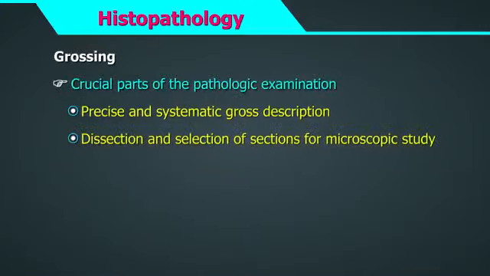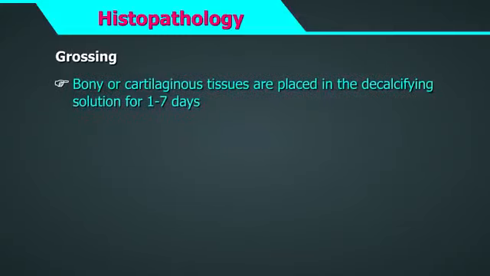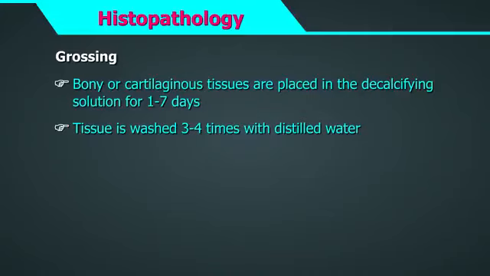Grossing. Precise and systematic gross description, dissection, and selection of sections for microscopic study are crucial parts of the pathologic examination and often cannot be remedied if omitted or done poorly at the time of the initial workup. This should be done by a pathologist having reasonable skill in histopathology and should not be left to the technical staff. Bony or cartilaginous tissues are placed in the decalcifying solution for 1 to 7 days. The tissue is washed 3 to 4 times with distilled water. Number of bits received must be noted, especially in small biopsies.